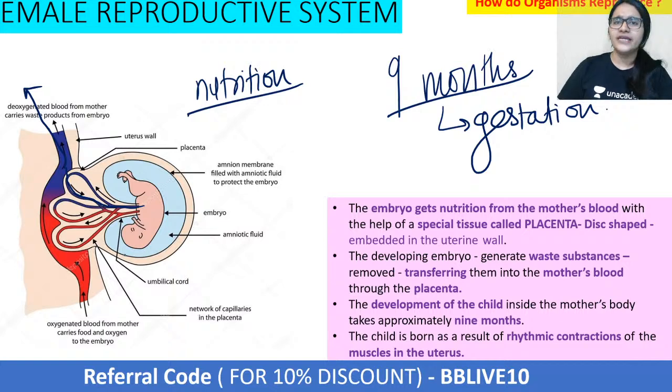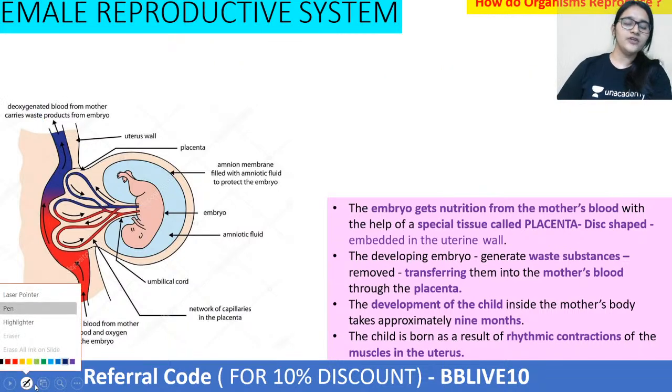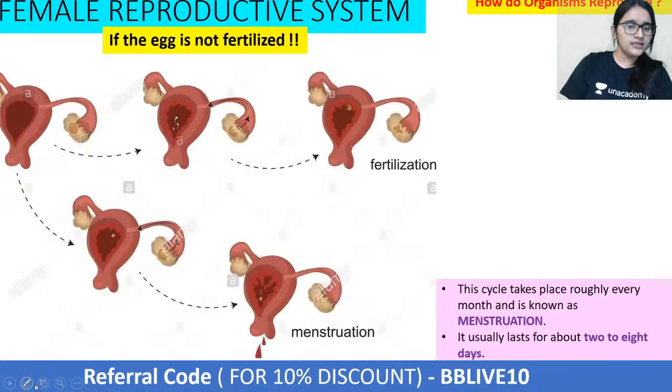And if it is a complicated delivery, then a C-section is done. C-section means a cesarean section, where the uterus is cut open, the baby is removed safely and the mother is stitched back. Okay? Does anyone have any doubt so far?